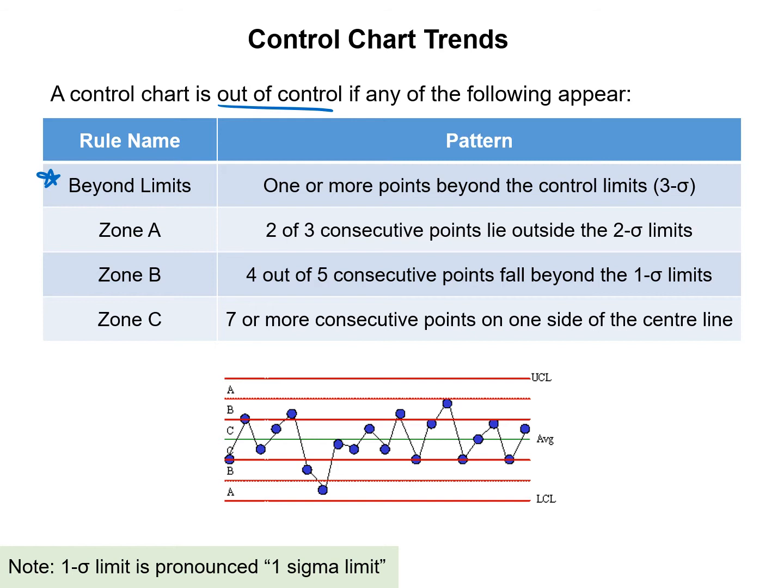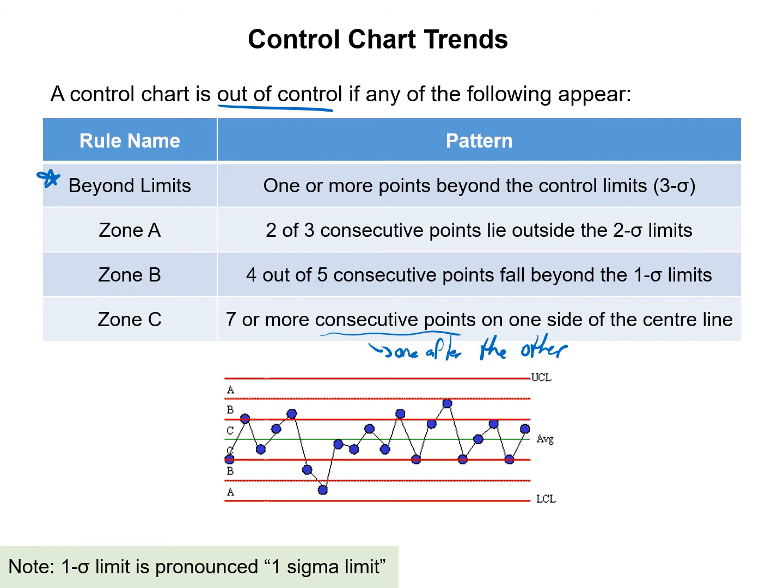Zone A means if 2 of 3 consecutive points lie outside the 2 sigma limits, or 2 standard deviations, we know that there's an issue. Zone B, 4 out of 5 consecutive points fall beyond the 1 sigma limits, or Zone C, 7 or more consecutive points, which means one after the other, by the way, in sequence on one side of the center line.